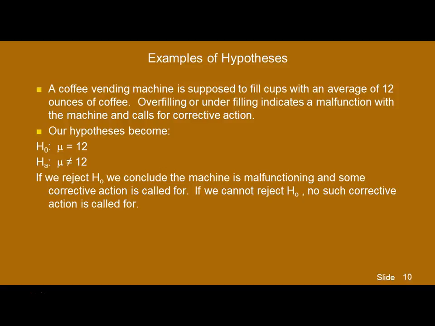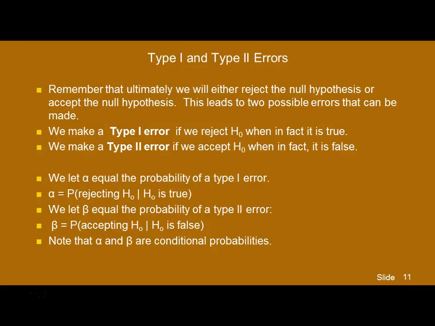Hopefully these couple problems give you a flavor for how to set up null and alternative hypotheses, which is always the first step that you have to get by in doing hypothesis testing. Now, what are we going to do with these two hypotheses? Ultimately, we're either going to reject the null, or we cannot reject the null, or we'll say for now, accept the null hypothesis. Notice this leads to two possible errors that can be made.